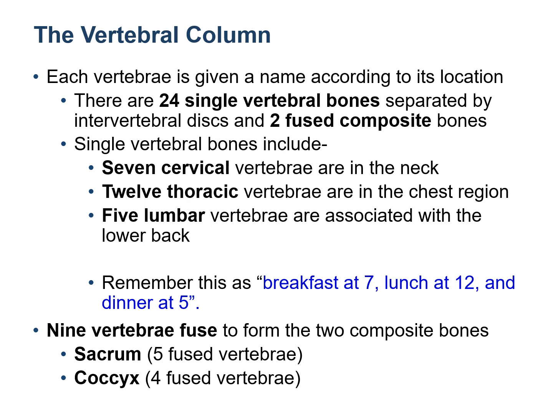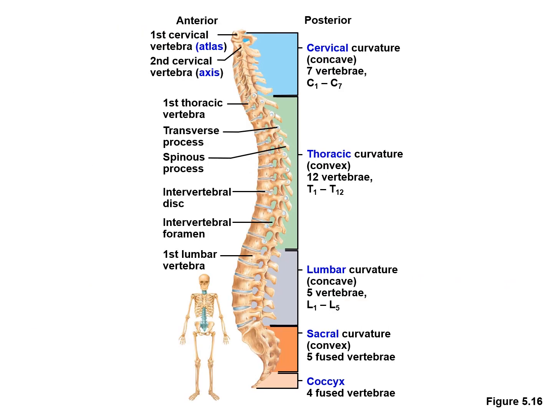Now the composite bones are made by the fusion of individual vertebrae. 9 vertebrae fuse to form 2 of these composite bones. The sacrum is made up of 5 fused vertebrae and the coccyx made up of 4 fused vertebrae. The figure shows you the different vertebrae in the vertebral column. You can see the 7 cervical vertebrae, 12 thoracic, and 5 lumbar vertebrae. Also, on the bottom of the figure, you see the 5 fused vertebrae making the sacral bone and 4 vertebrae fusing to form the coccyx.